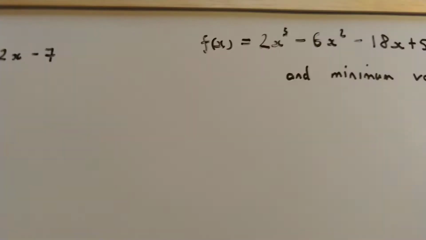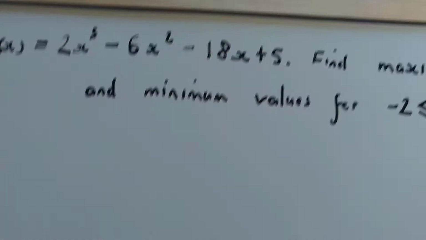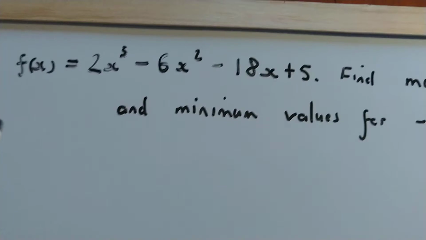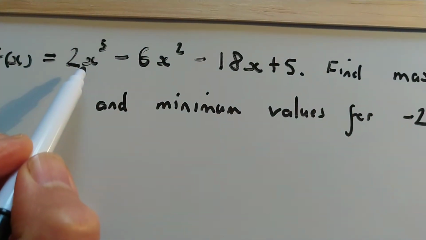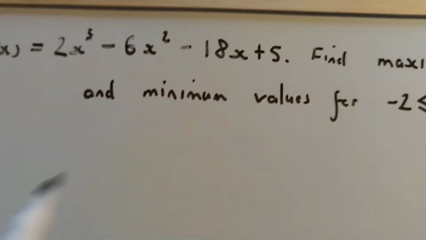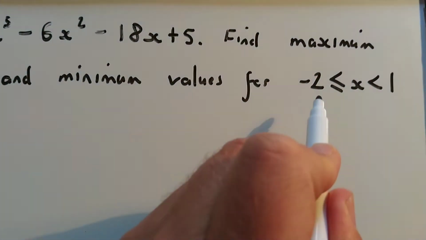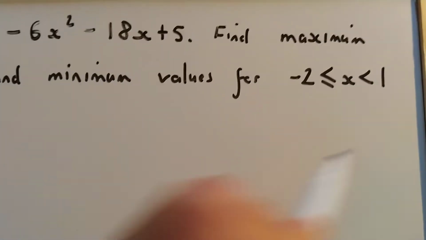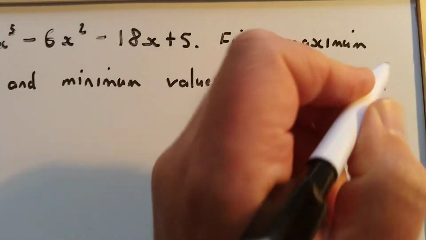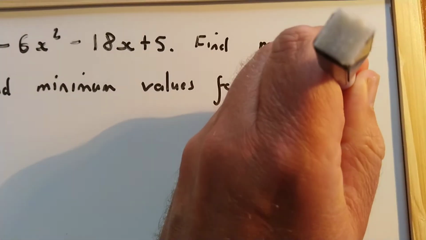On page 12 of your notes, let's have a look at the example there, please. You'll notice that I've changed the question, so please change the one in your notes. A slightly better example: f of x equals 2x cubed, take away 6x squared, take away 18x, add 5. We want to find the maximum and minimum values when x is between -2 and 1, or equal to either of those, so -2 is less than or equal to x, which is less than or equal to 1.